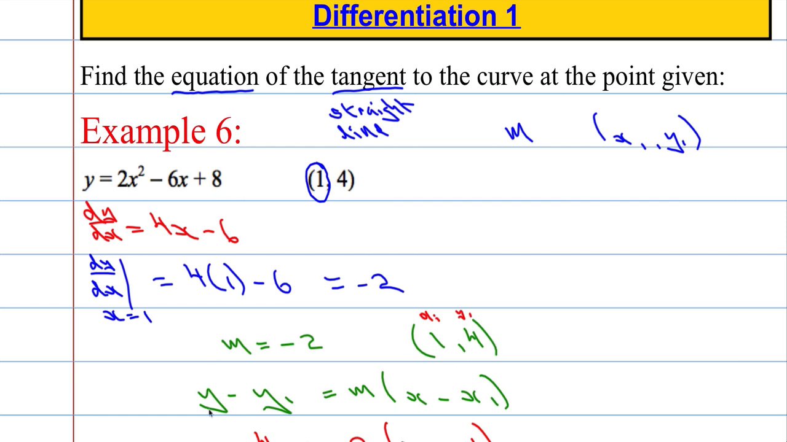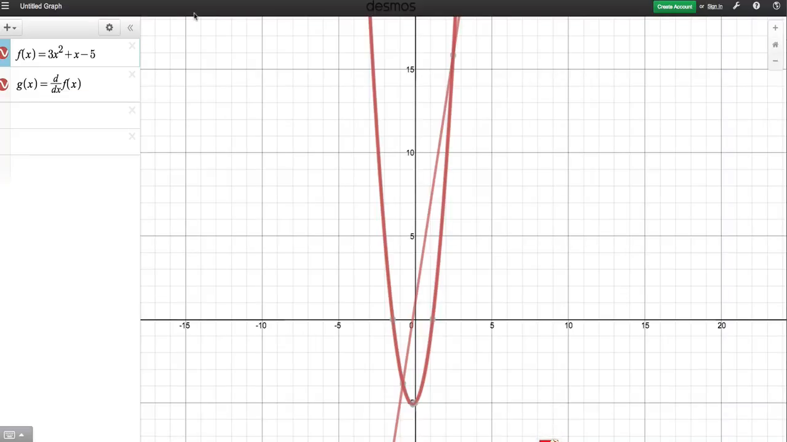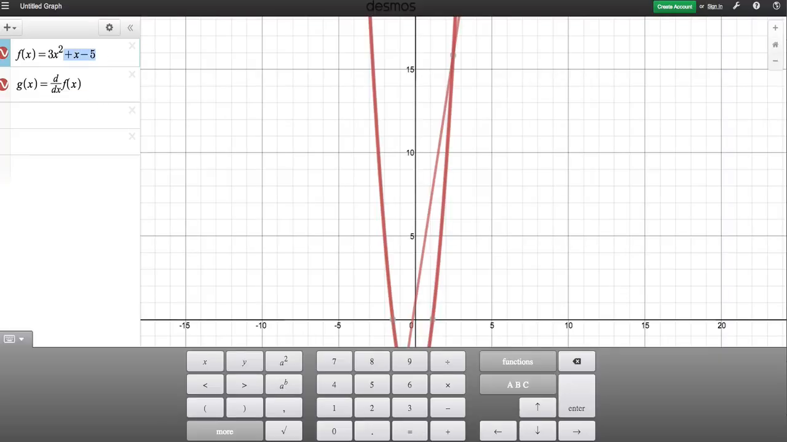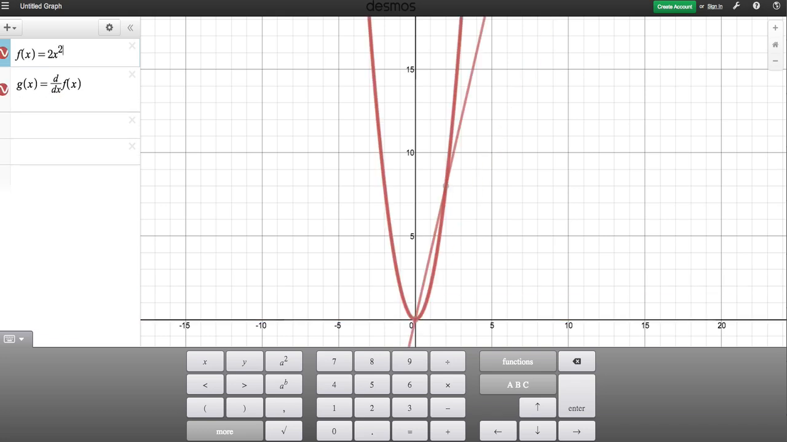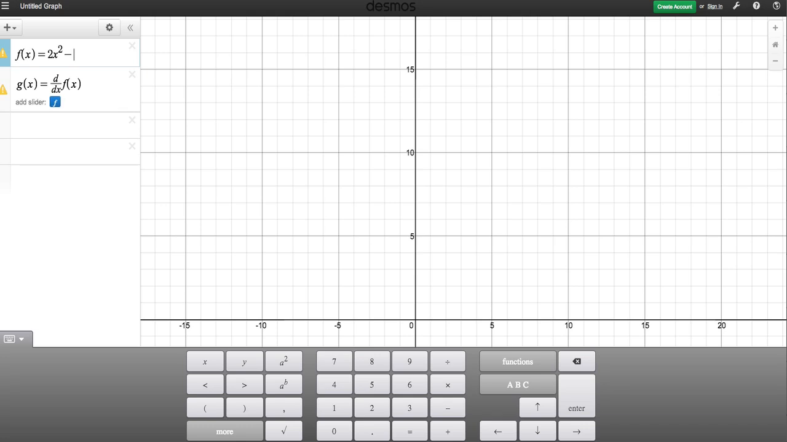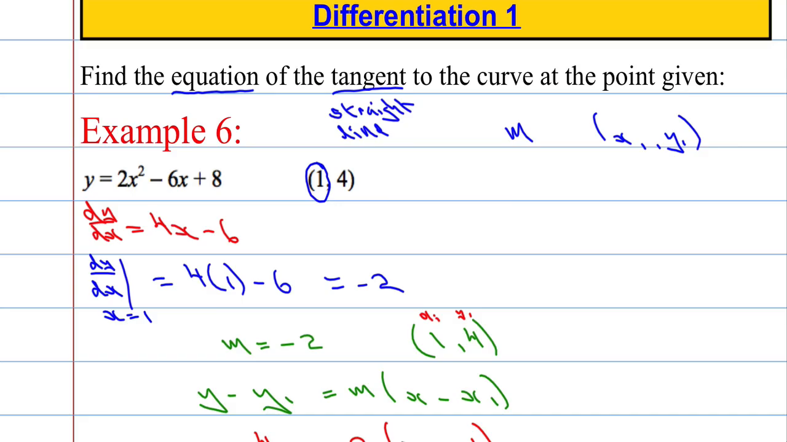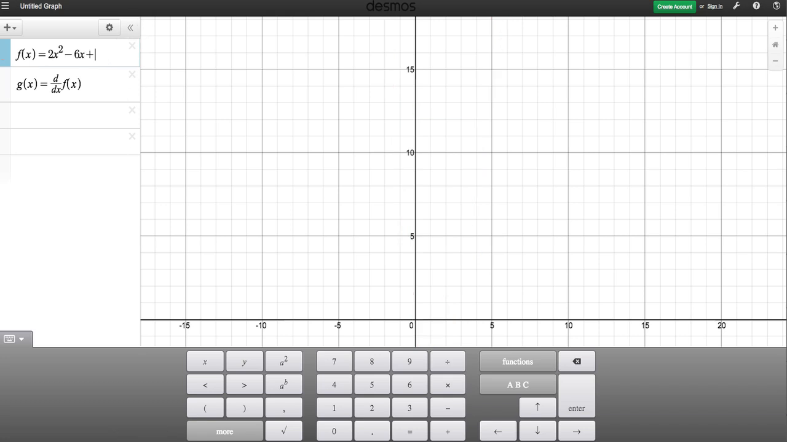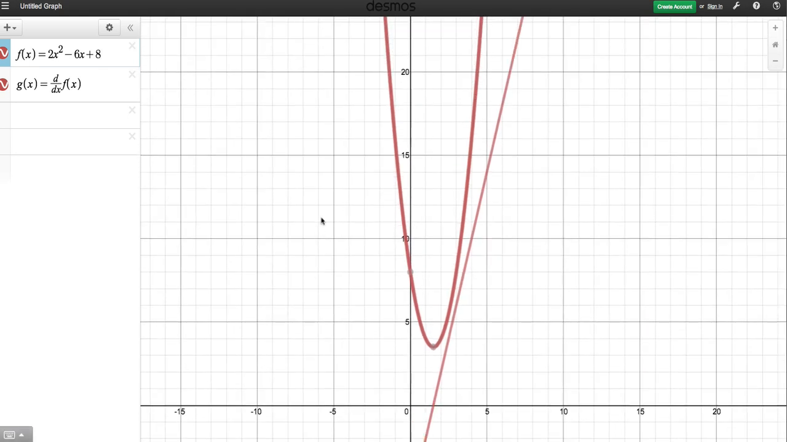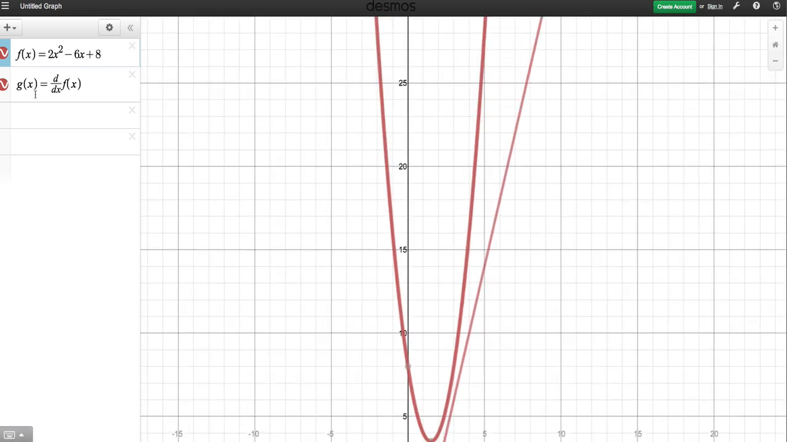Now let's see how well we did here. So we had 2x squared subtract 6x plus 8. I think it was plus 8. Yep. So there is the function, 2x squared subtract 6x plus 8.